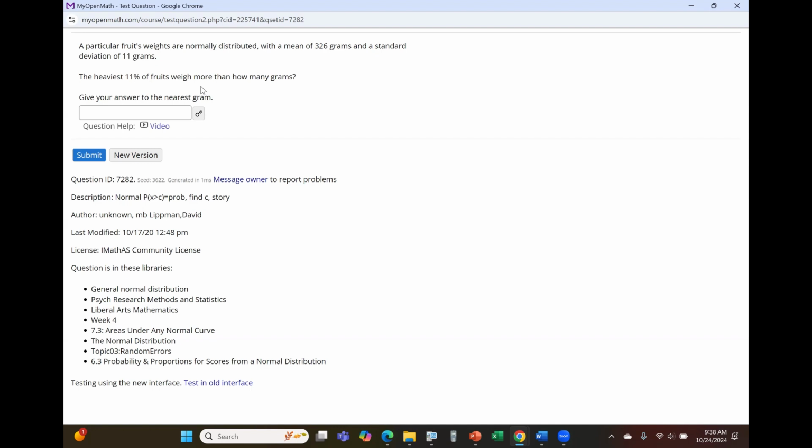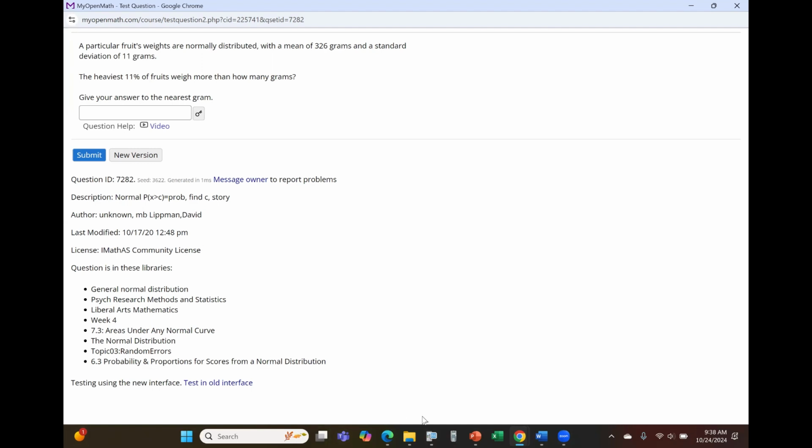You've got a value, whatever it is, X, and 11% of the weights are over to the right of that X. So what's to the left? 89%? That's all there is to it. Inverse normal, 0.89, mean, standard deviation. That's it. Now, a lot of you have calculators that will do this.